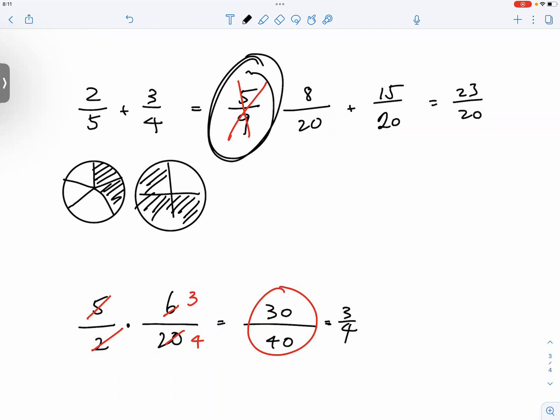this: add and subtract fractions. You have to have a common denominator. When you multiply fractions together, make sure you reduce first. Keep that in mind. Okay.